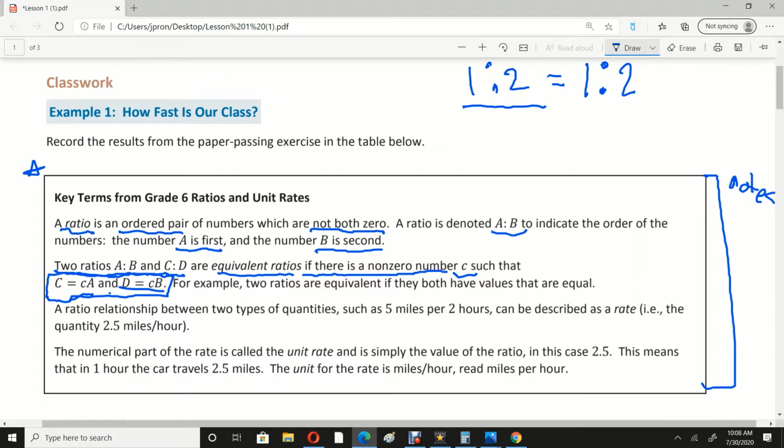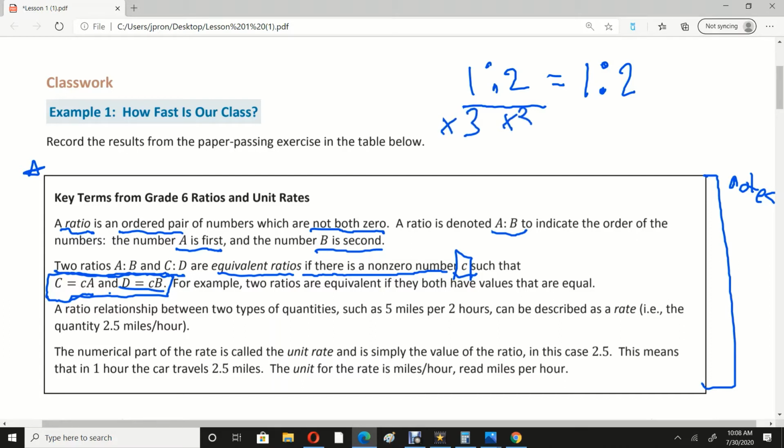Let's say we multiply both of these numbers by the same number, c. Remember, c is just some number. It doesn't matter what number it is, as long as we multiply both parts by the same number, let's say 3. Let's multiply both of these parts by 3. So then we have 1 times 3 is 3.